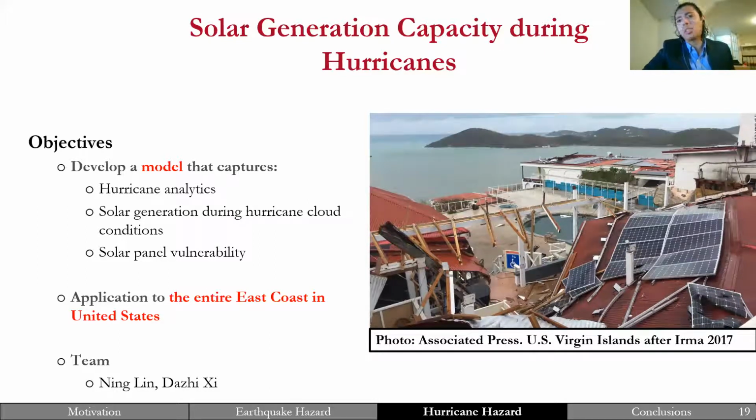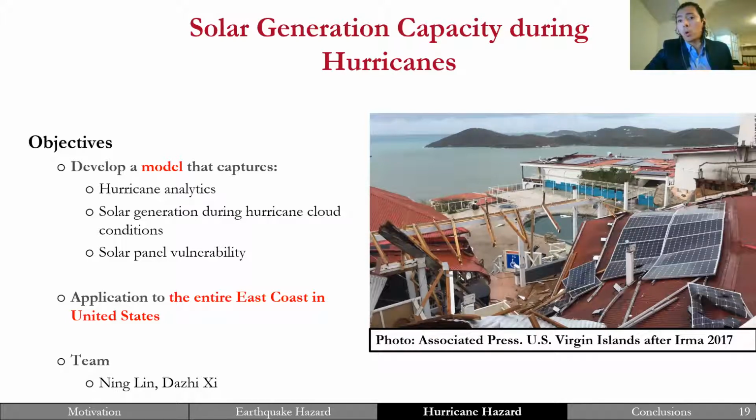And instead of focusing on a city, we're going to see a more macro analysis. The objective here was to merge hurricane analytics with solar generation during hurricane cloud conditions. And we're going to see that these two factors are quite seasonal also. And that we're going to couple with solar panel vulnerability. And we're going to apply this model to the entire East Coast of the United States.